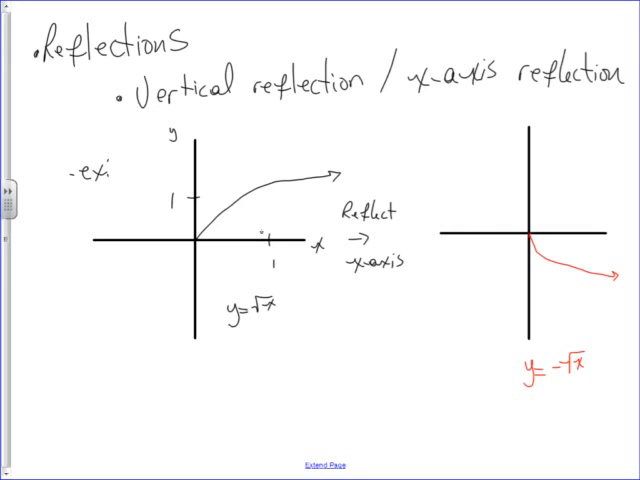Okay, so reflecting over the x-axis, it's just like you put a mirror at the x-axis, so it literally reflects it over the x-axis, or you can consider it hinged on the x-axis, and all you did was turn it over the x-axis. So your graph turns upside down.